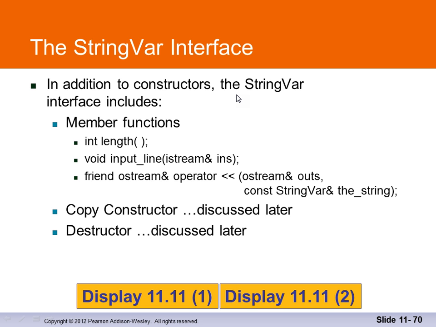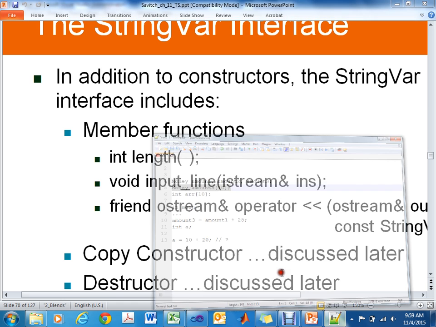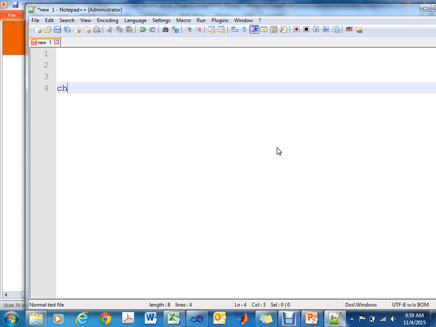Let's start by looking at the interface of this class. And what we're going to do now, we're going to do the following. We're going to create a class that contains a char star string str.